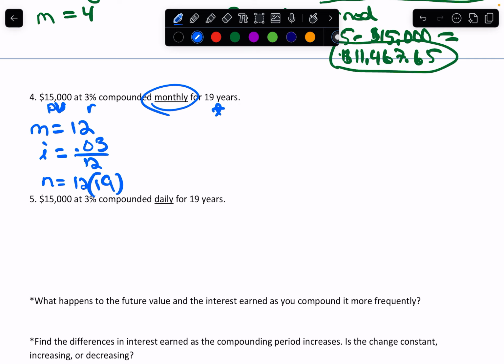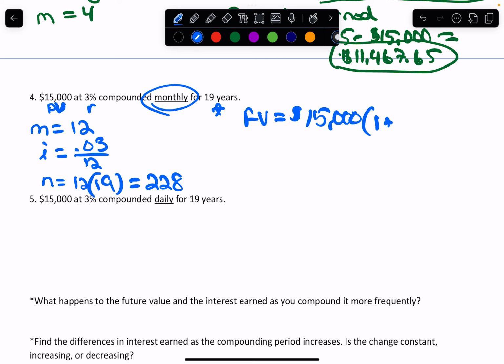I'm going to leave the I as it is because it's going to be a smaller decimal. 12 times 19 is 228. Okay, so our future value is going to be 15,000 times 1 plus, and now it's going to be 0.03 divided by 12 to the power of 228. And we get $26,505.15.